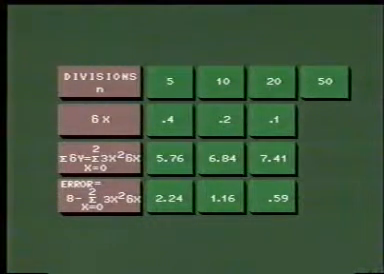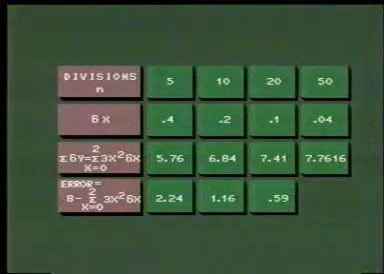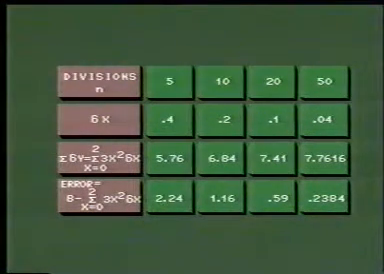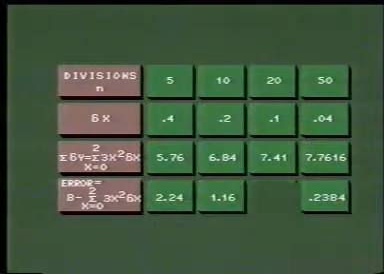And when n is equal to 50, delta x is equal to 0.04, then sigma 3x square delta x is equal to 7.7616, and the corresponding error becomes 0.2384. Thus, on increasing the value of n and consequently decreasing the value of delta x, the error in the calculated value of sigma 3x square delta x goes on decreasing, and its value becomes more nearer to 0.